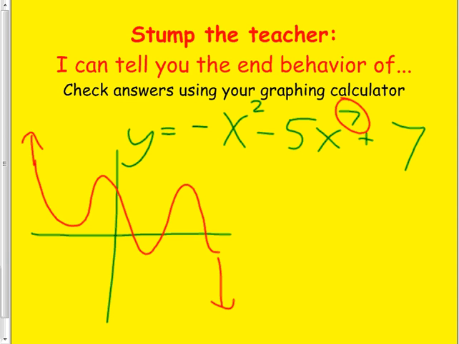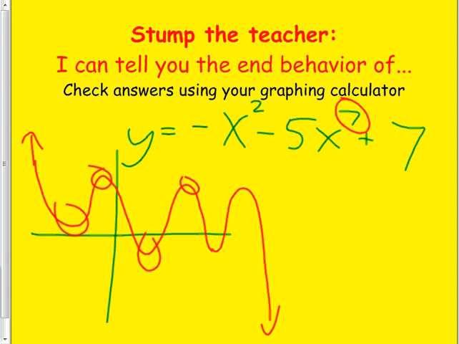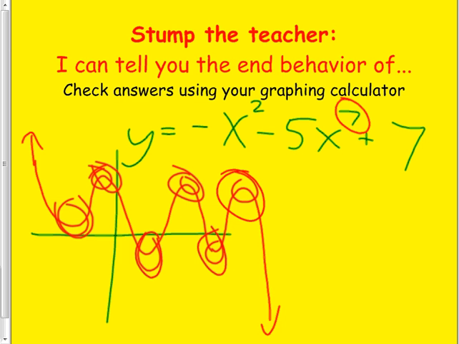Let me make sure I did that right. 1, 2, 3, 4. Well, that's only 4 turns. My bad. Got to turn again a couple more times. 5 turns, 6 turns. There we go. It would look something like this. Notice how many turns it had: 1, 2, 3, 4, 5, 6 turns in it because it's degree 7.